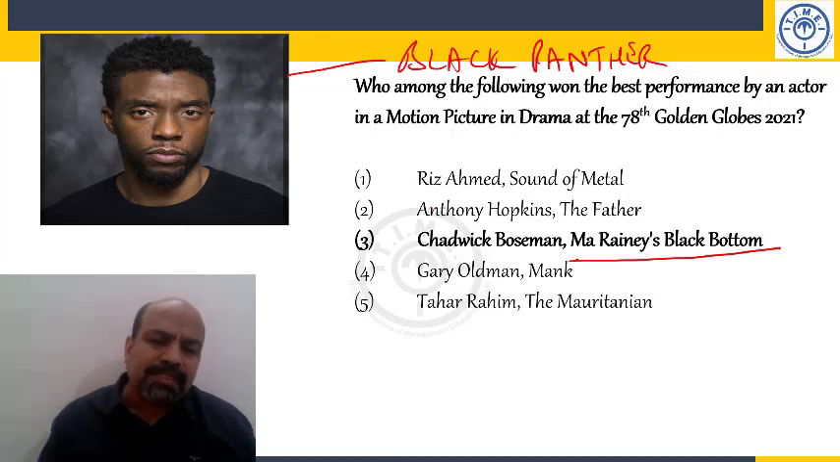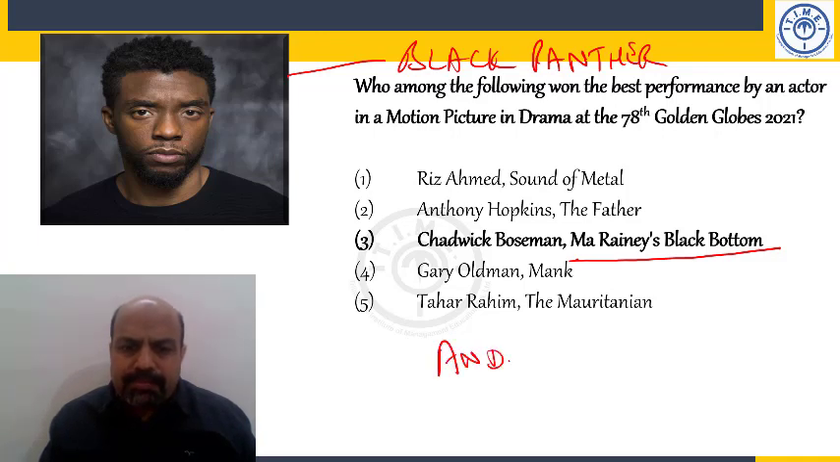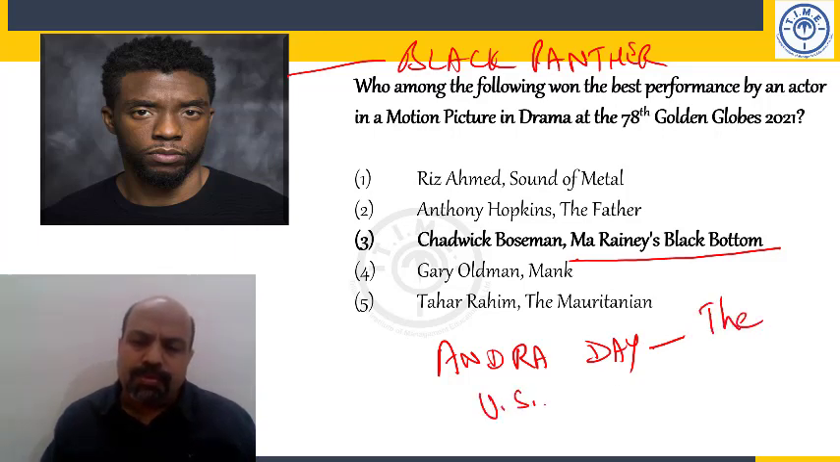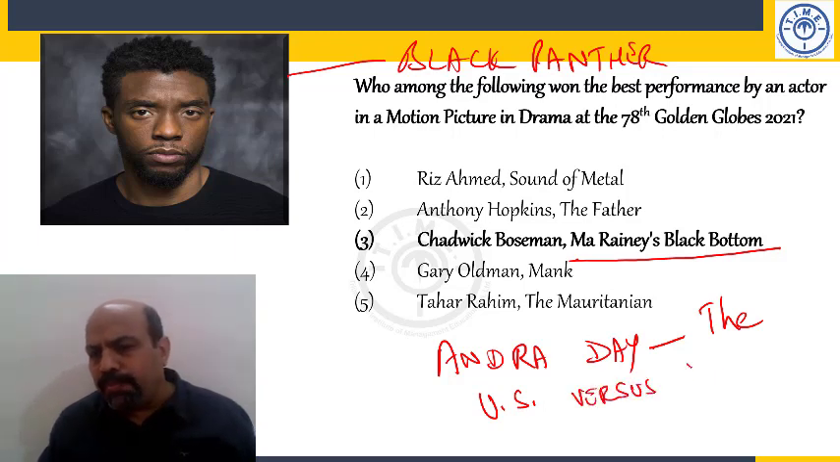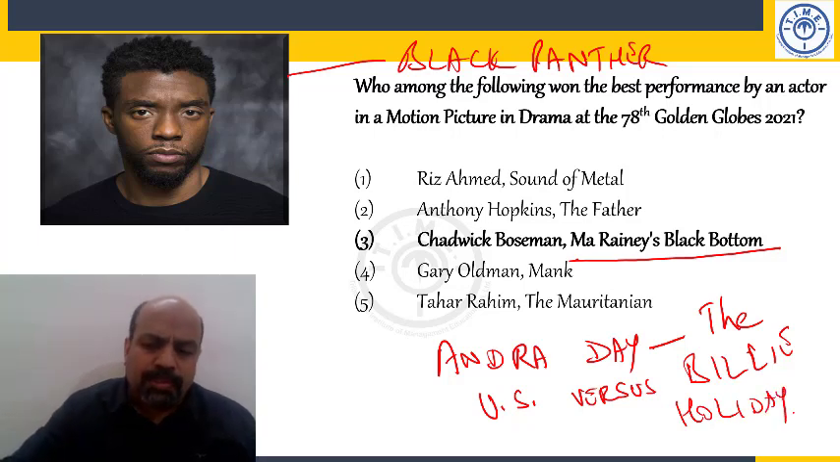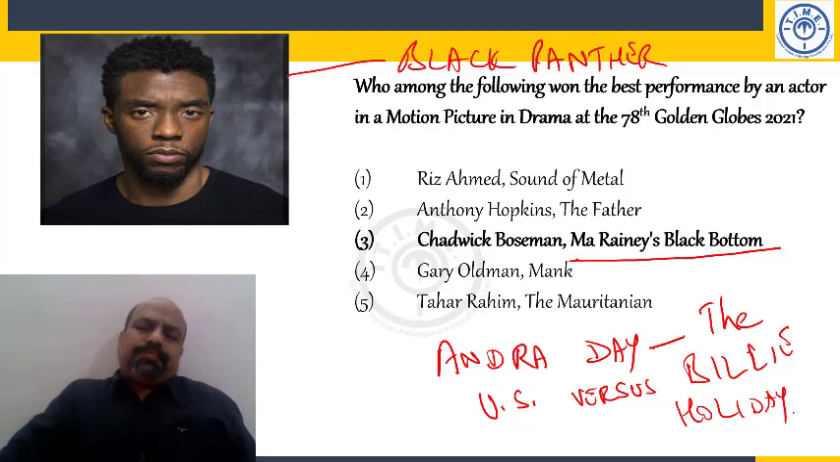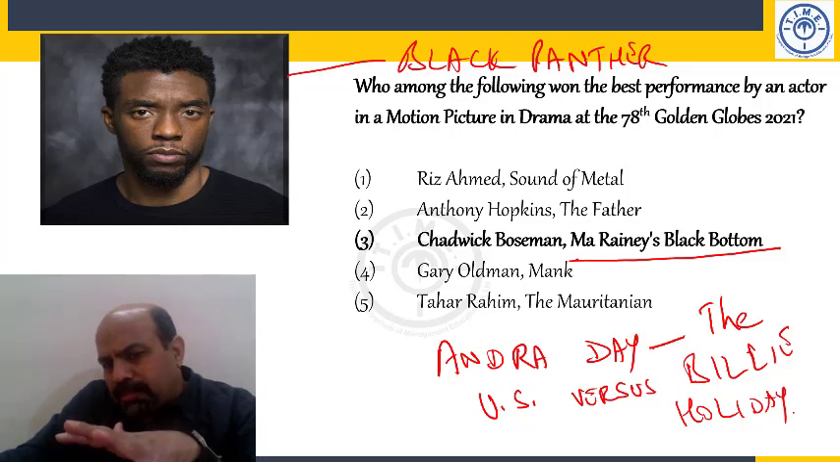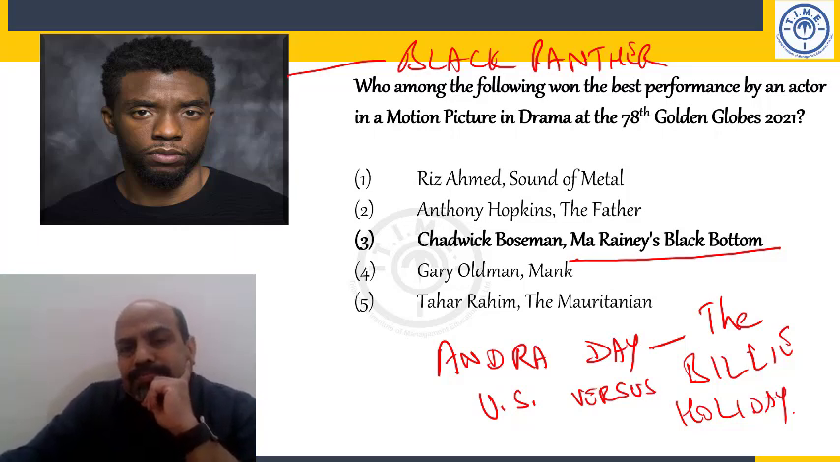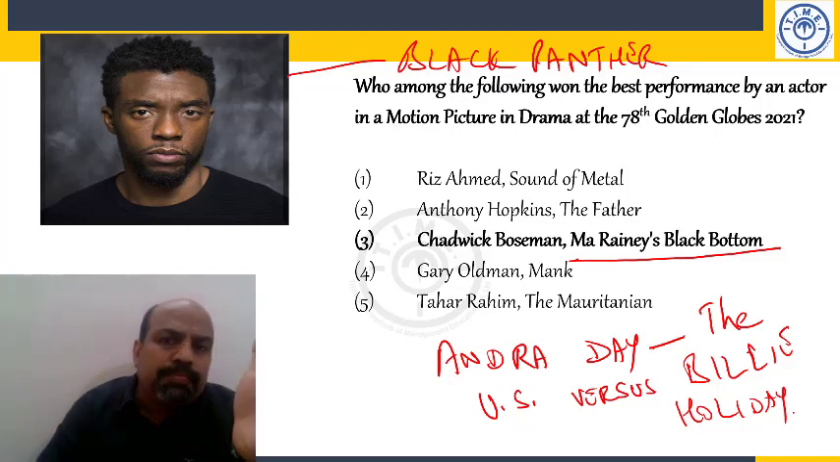Best Actress, you could write Best Actress. Andra Day. Slightly confusing name there. For the film The US versus Billie Holiday. That's the name of the movie. It's a true story of a rights activist. Please watch Black Panther. You will have fun. Okay, I think that should be fine. So we got both Best Actor and Best Actress.